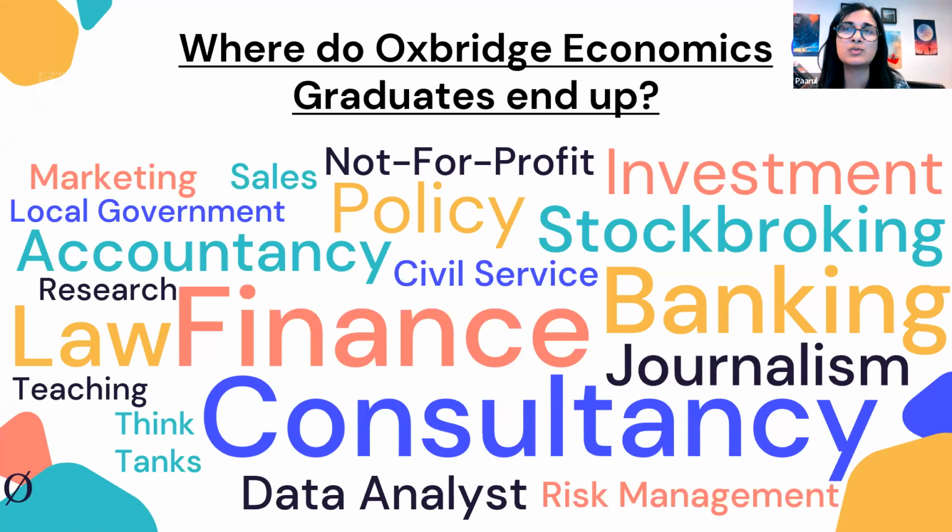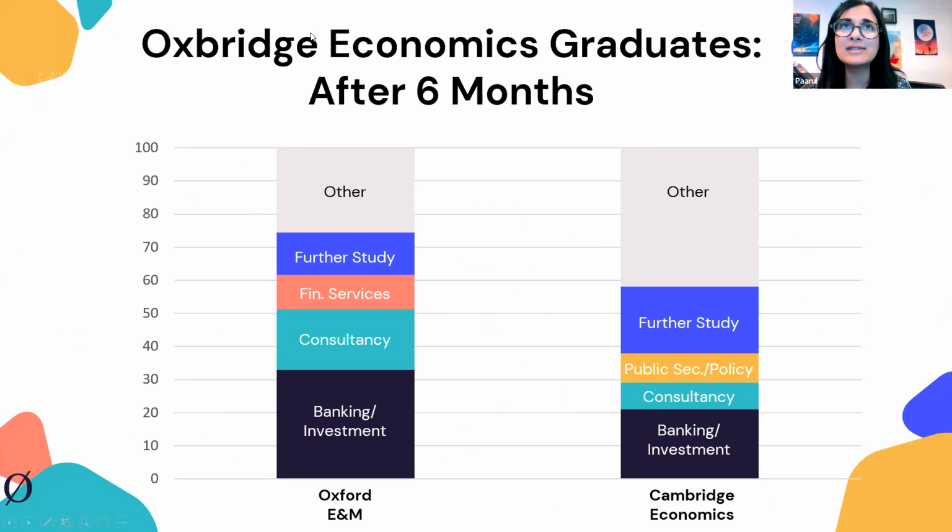And where do Oxbridge graduates end up? Just looking at this word cloud, consultancy, finance, banking seem to be big ones, but also things like risk management, research, accountancy, sales, not-for-profit organizations, think tanks, etc., and teaching are all other options. How does that compare between Oxford and Cambridge?